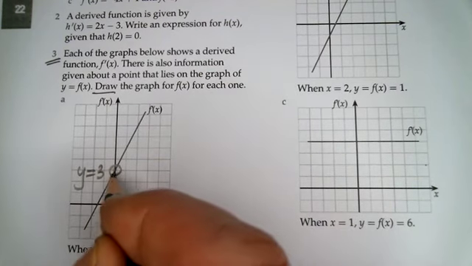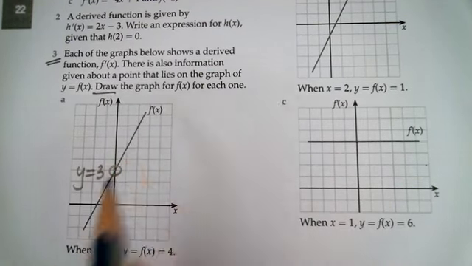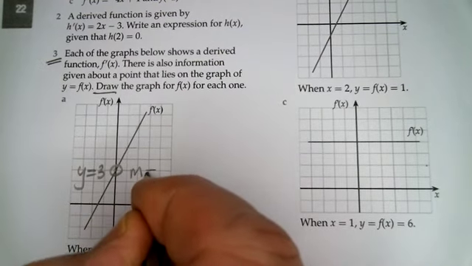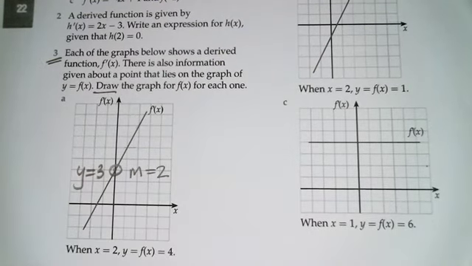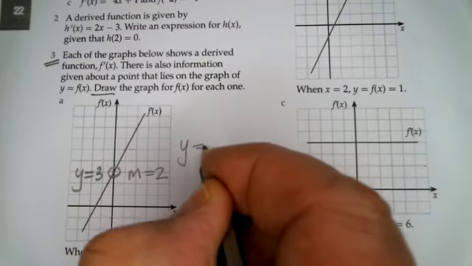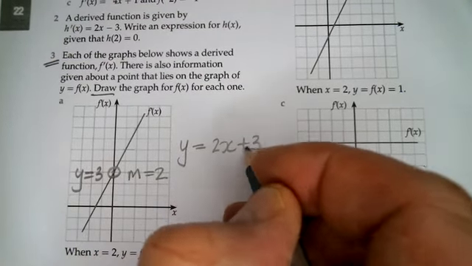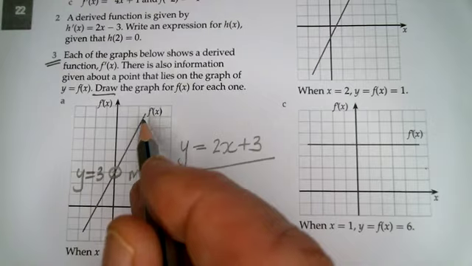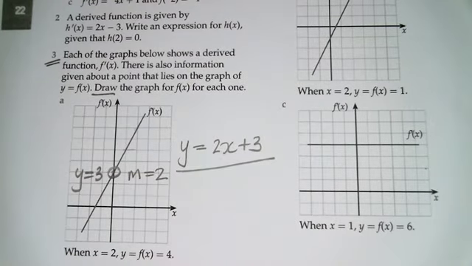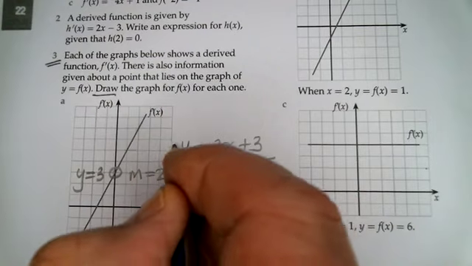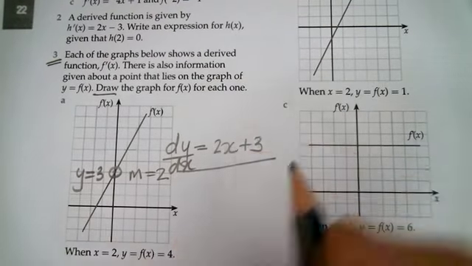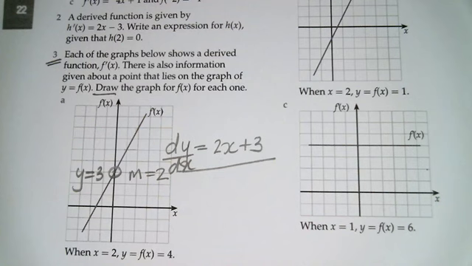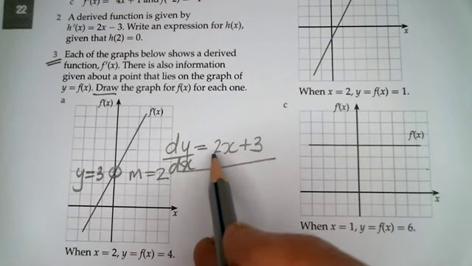I'm also noticing the gradient looks like 1 along, 2 up, 1 along, 2 up. So the gradient, or the m value, therefore is going to be equal to 2. So we can write the equation of this very simply now, because we know that y is equal to 2x plus 3. There is the equation. Now, it's the equation of the graph, but it's also the derived function. So really, this is dy dx is equal to 2x plus 3. And what I mean by that is this is the gradient function.